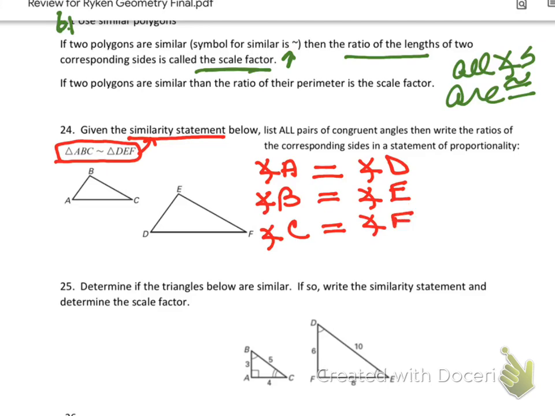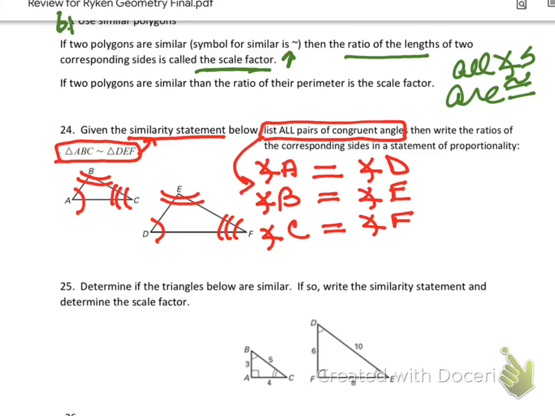You can label this if you like. If I give one hash mark to A, I would give one hash mark to D. If I gave 2 to B, I'd have to give 2 to E. If I gave 3 to C, I'd have to give 3 to F. So this is listing all pairs of congruent angles.